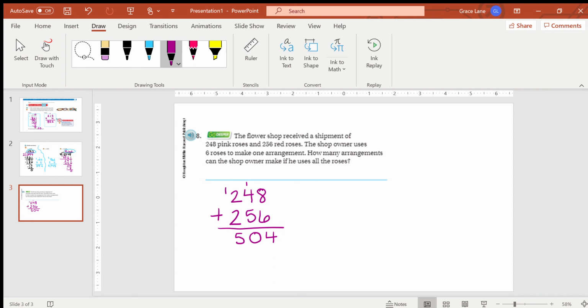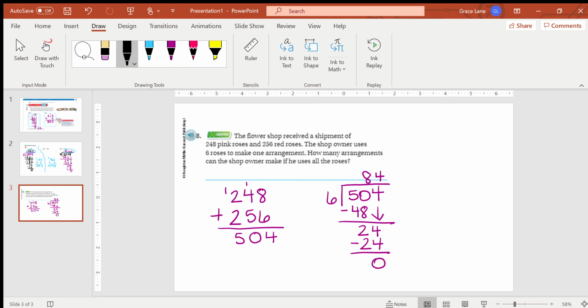Now, the shop owner uses 6 roses to make one arrangement. Now we need to divide 504 divided by 6. 5 can't go into 6, but you can do 50 divided by 6. That would give you 8. 6 times 8 is 48. 2 left over. Bring the 4 down. 24 divided by 6 is just 4. 0 left over. Alright, if you are unsure, to the side, you can check your answer.